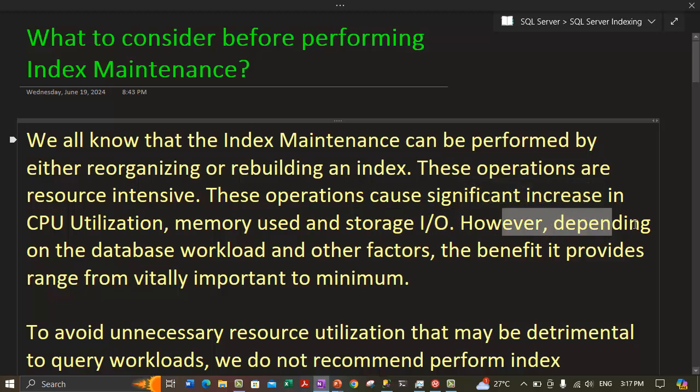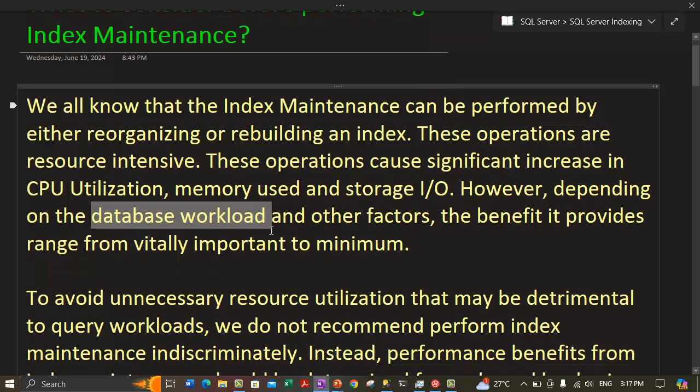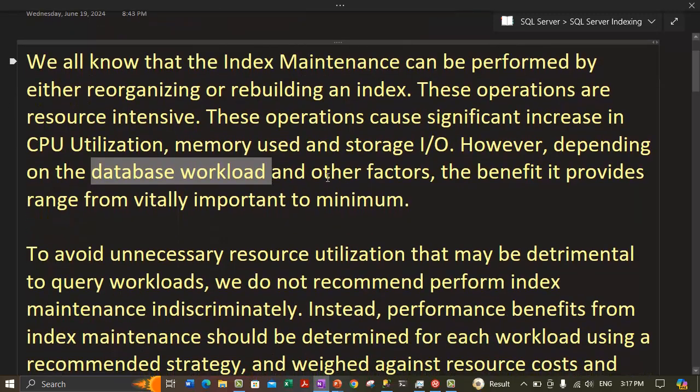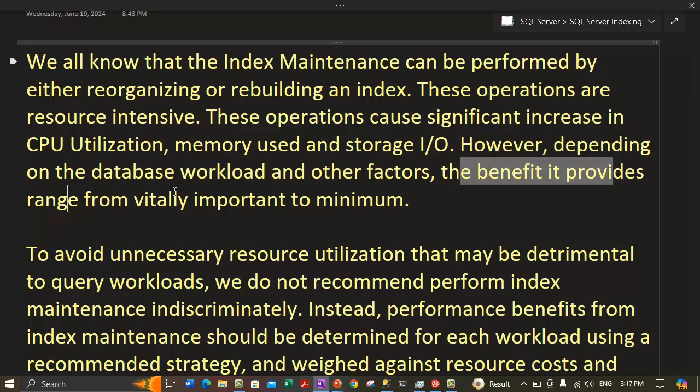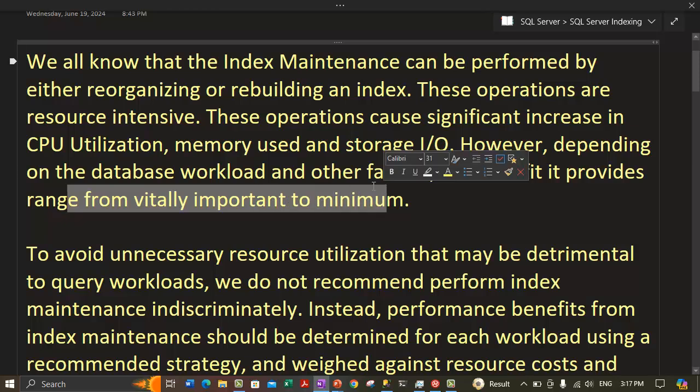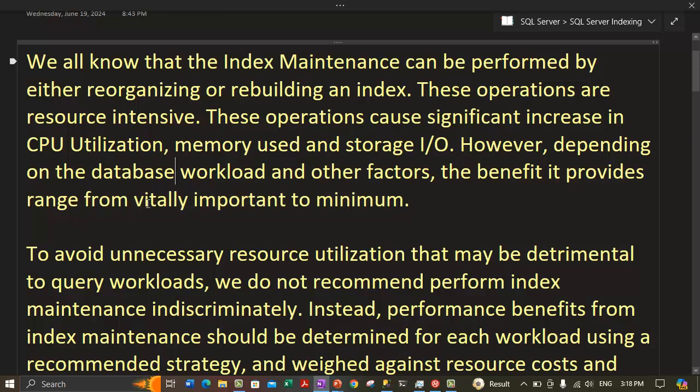However, it depends upon the database workload, how much database workload we have, and various other factors as well. The benefit it provides ranges from vitally important to minimal. So it all depends upon the load we have in our database. Reorganizing or rebuilding is sometimes vitally important, but sometimes it is not. It can provide minimal benefits, and sometimes it provides good benefits, right?